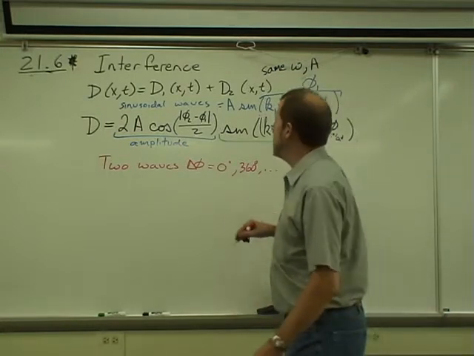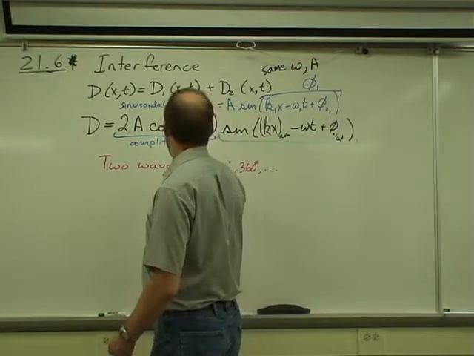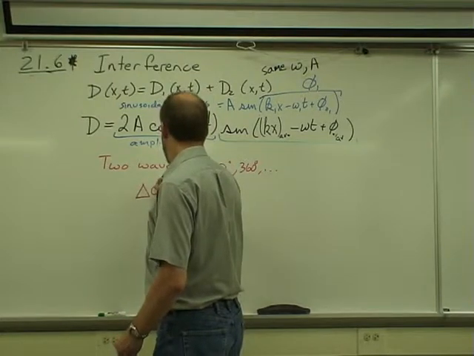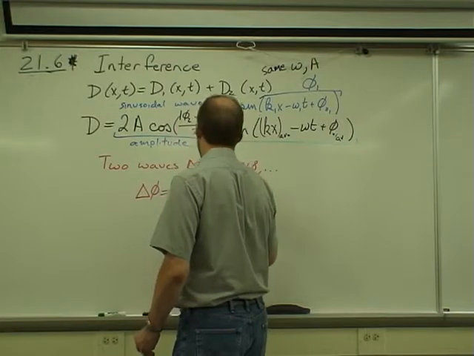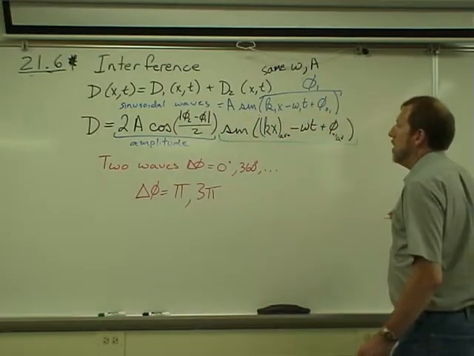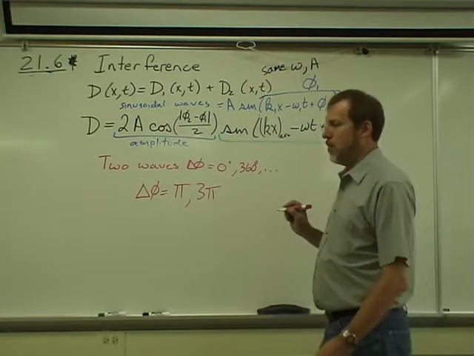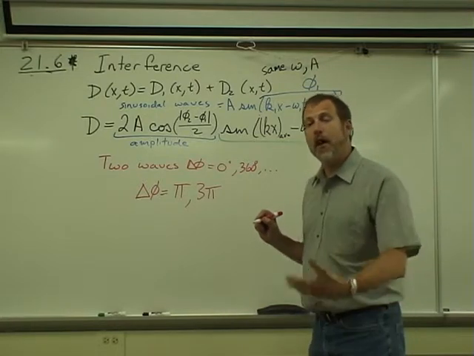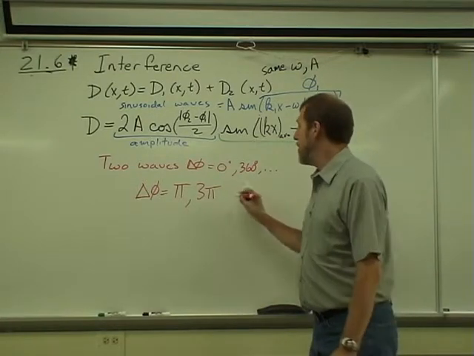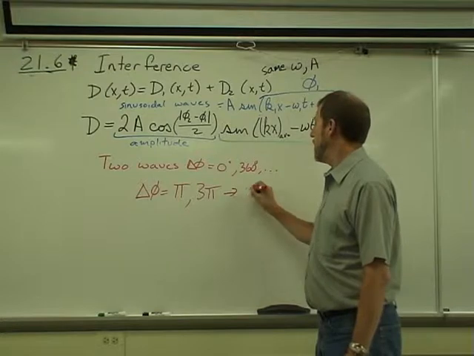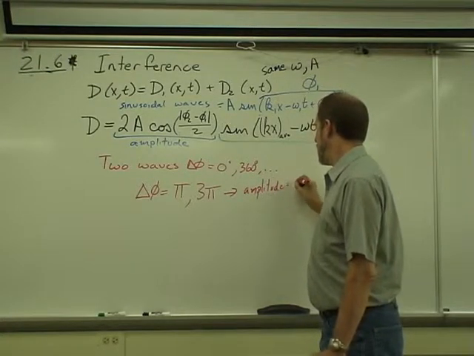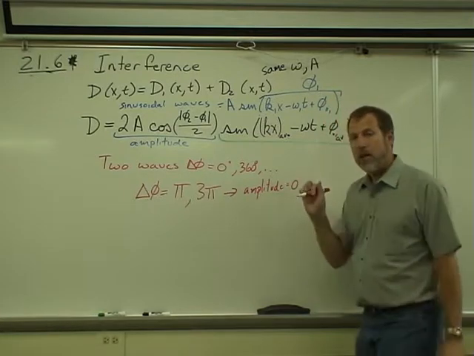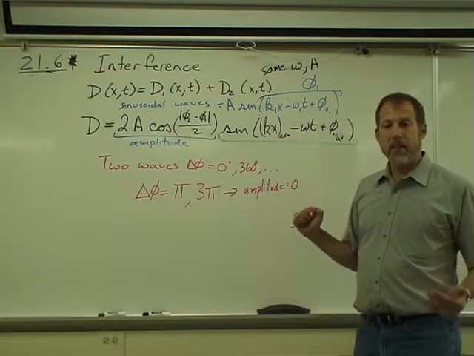But if these two waves are pi or 3 pi or 5 pi, whatever, if they're 180 degrees out of phase, then the amplitude is 0. The two waves are canceling each other out.